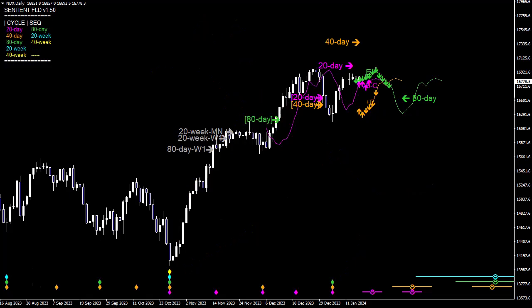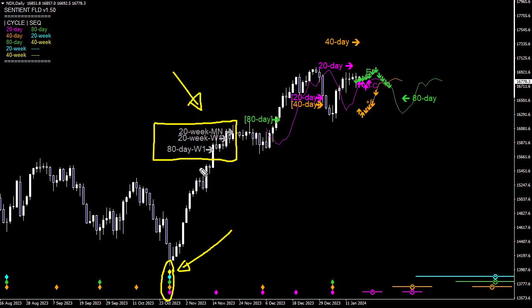One final comment to make while we're looking at this chart. I can't resist pointing these things out. Here, price bounced out of a 40-week cycle trough, of course. That was in October of 2023. Here is a cluster of longer time frame targets from the weekly chart and the monthly chart for the 80-day and 20-week cycle targets. Notice how those targets pretty much mark the end of that first move upwards.